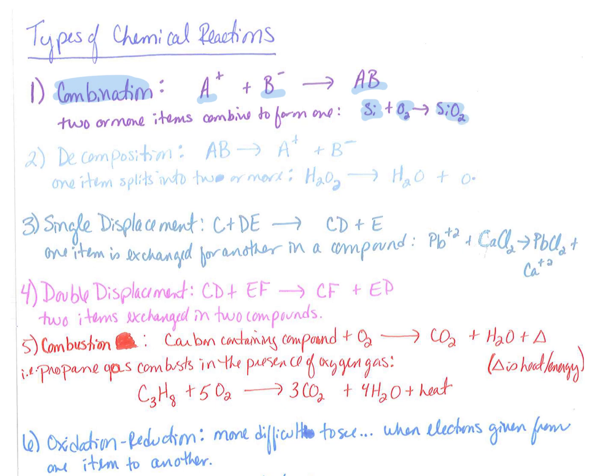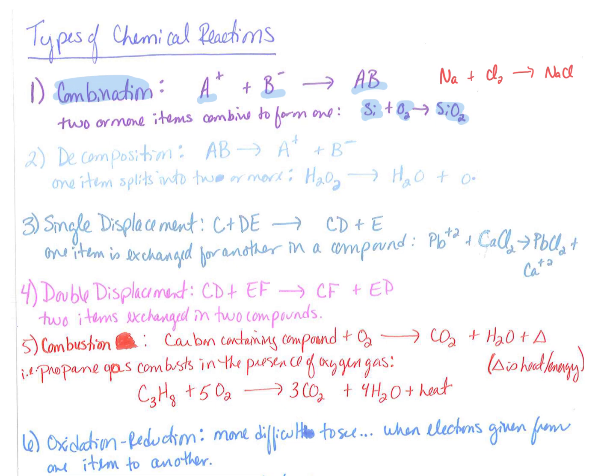Another example of that might be if you have Na and Cl2, that's a gas. When you combine those two things, they're going to make salt. So NaCl, like that. Okay? So that's the first type of reaction.